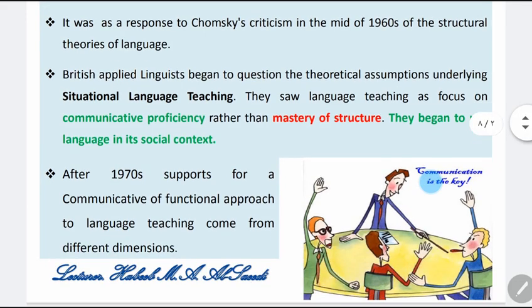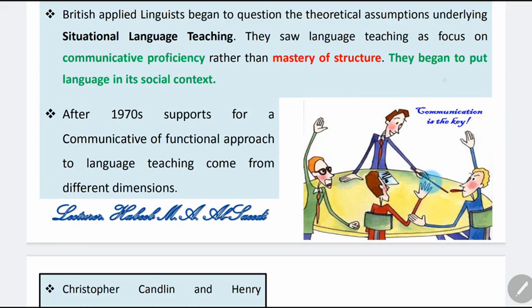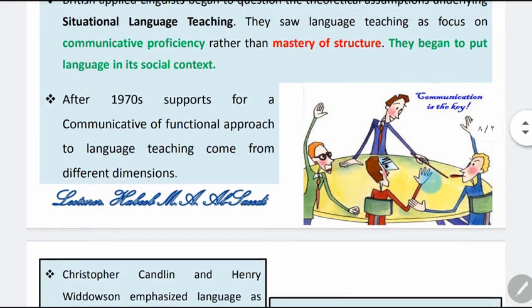The British applied linguists began to question the theoretical assumptions underlying situational language teaching and started to make a new method replace the old methods. So they see that communicative proficiency is more important than mastery of structure. That means being able to communicate is more important than mastering the structure of the language. And they began to put the language in its social context.